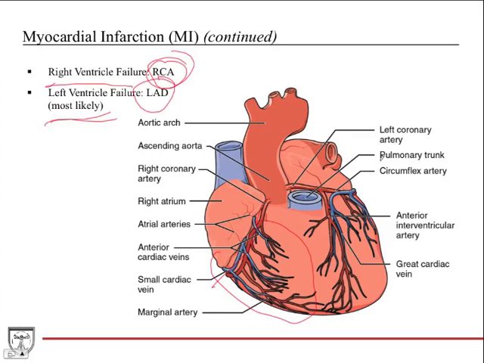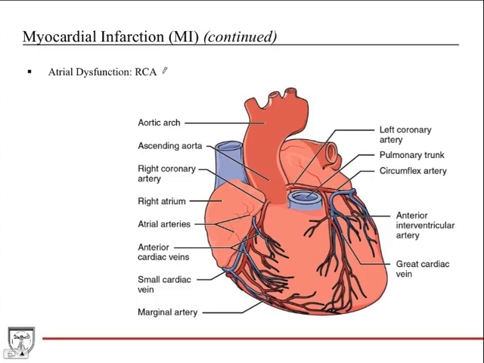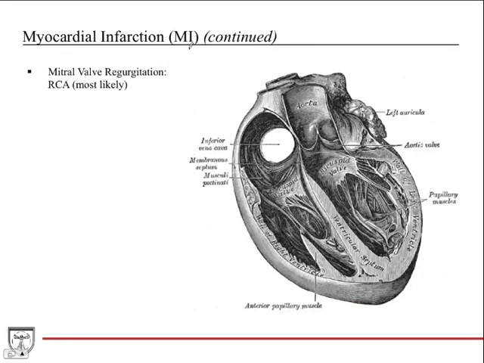So even in someone who's right dominant, the LAD is still the most likely artery that is going to be responsible for a heart attack that caused left ventricular failure. Atrial dysfunction is going to be the right coronary artery. So a myocardial infarction that leads to mitral valve regurgitation is a very high yield concept, especially for board exams.